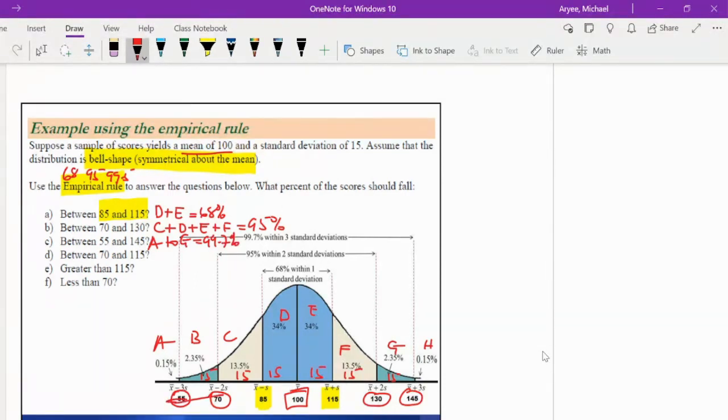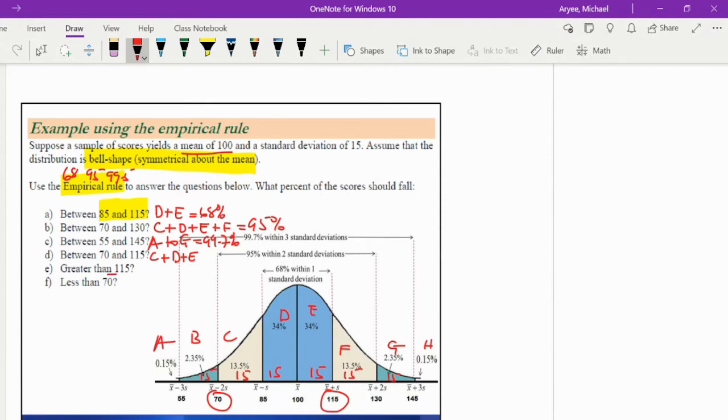Now, the next question is a little different. It says find the percentage from 70 to 115. So add the percentages. That would be C plus D plus E. C plus D plus E.